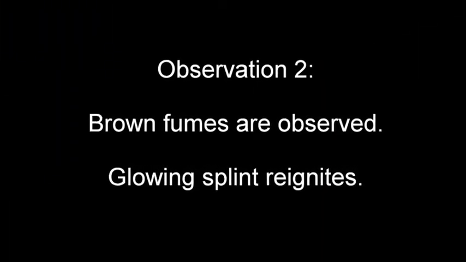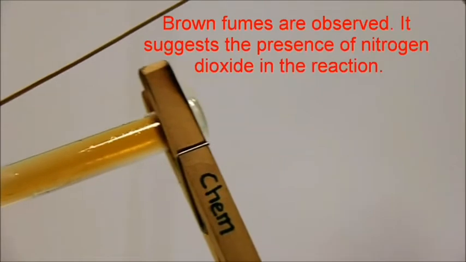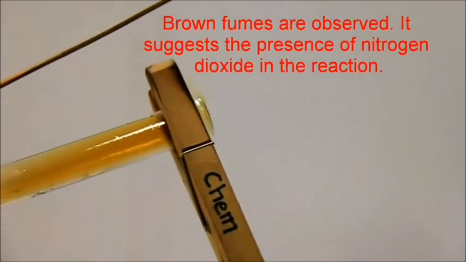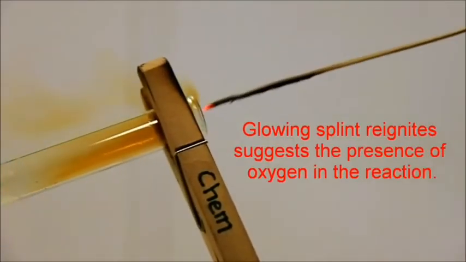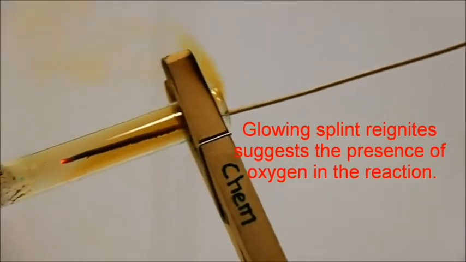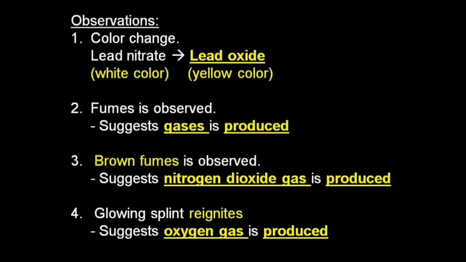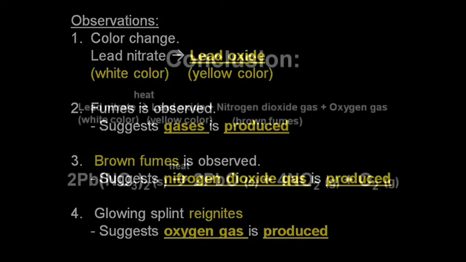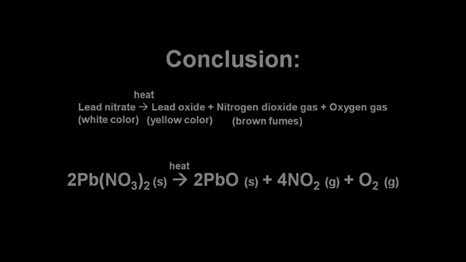Observation 2: brown fumes are observed, and the glowing splint reignites. Brown fumes suggest the presence of nitrogen dioxide in the reaction. The glowing splint reigniting suggests the presence of oxygen. Observations: first, color change. Second, fumes are observed. Third, brown fumes are observed. Fourth, the glowing splint reignites. Conclusion: lead nitrate decomposes to lead oxide plus nitrogen dioxide gas plus oxygen.